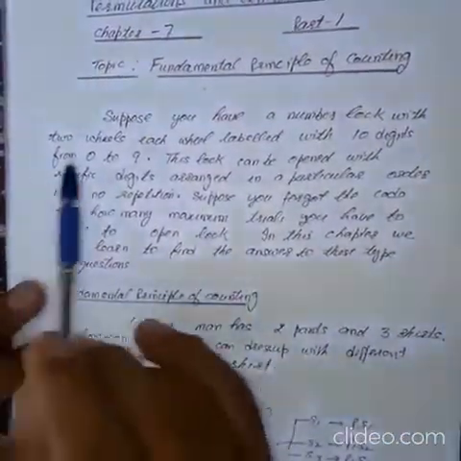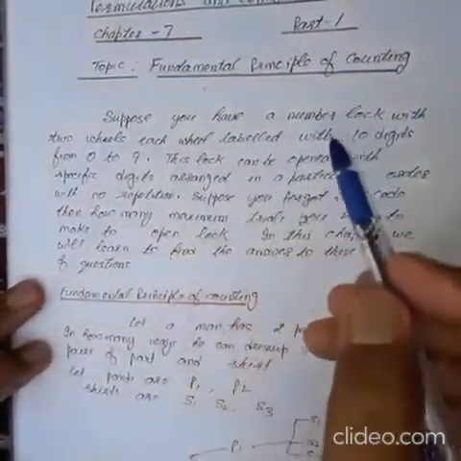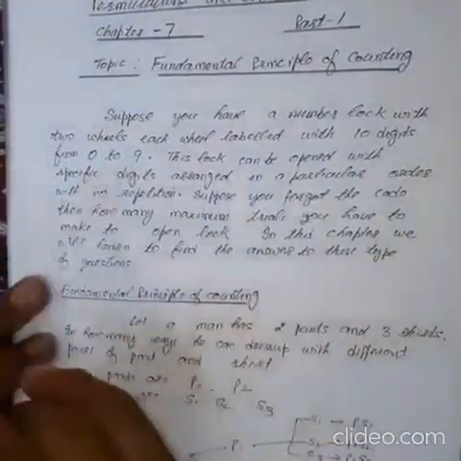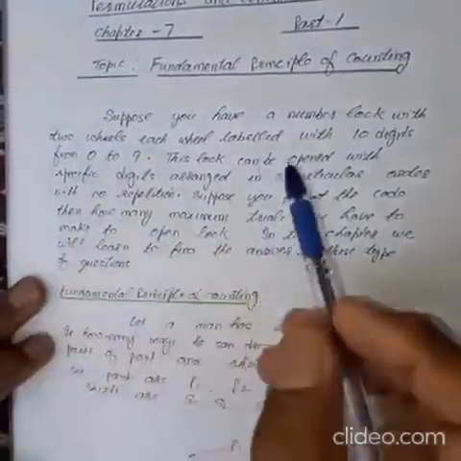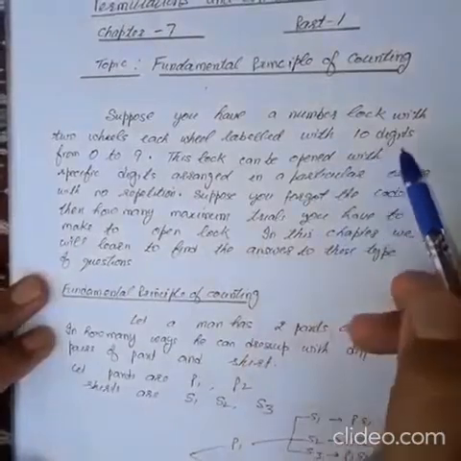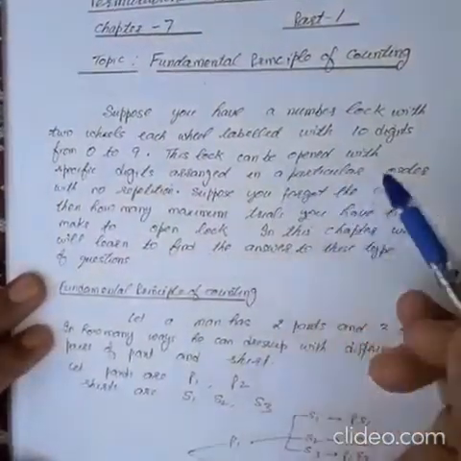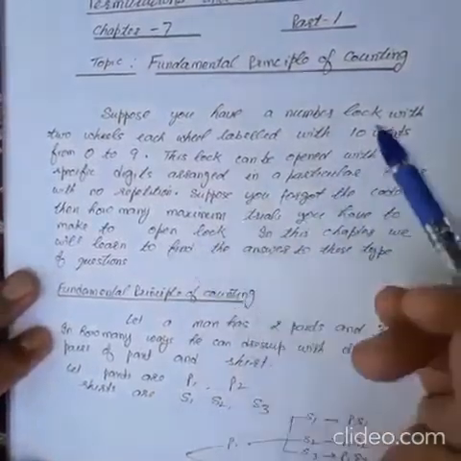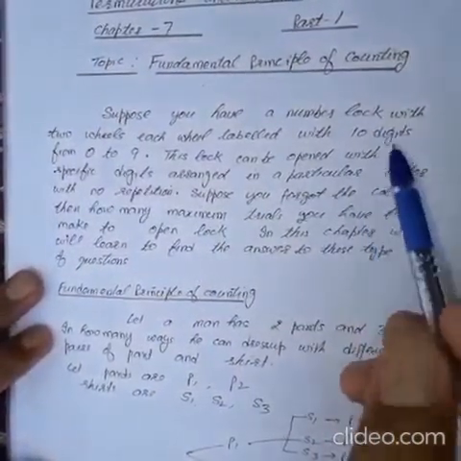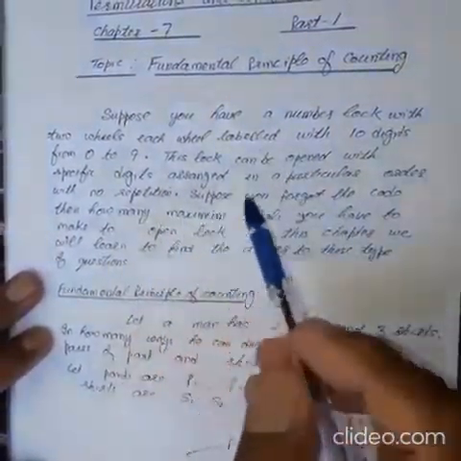Now to understand this, suppose you have a number lock with two wheels. Each wheel is labeled with the 10 digits marked from 0 to 9. Now this lock can be opened with a specific digit arrangement in a particular order with no repetition.